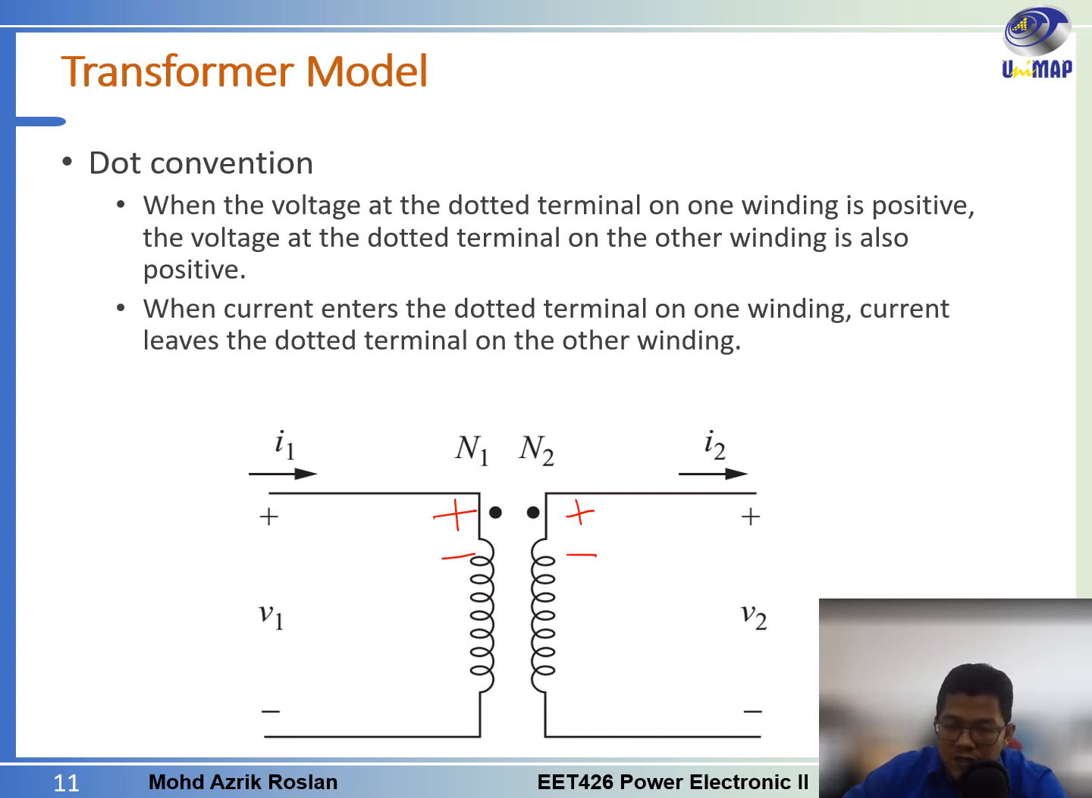So in this case, when the current is entering from this dot at the secondary port, the current will go out from that dot here. Okay, imagine if we change the dot at this point. When the current enters from this side, this one is positive, so the current will leave from this side.